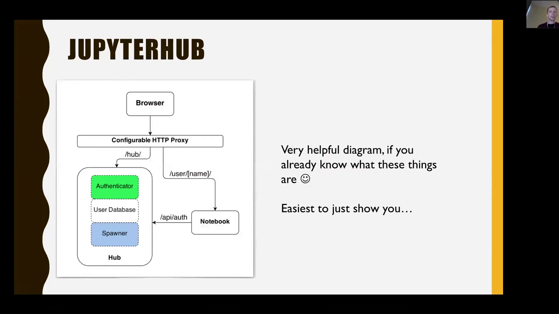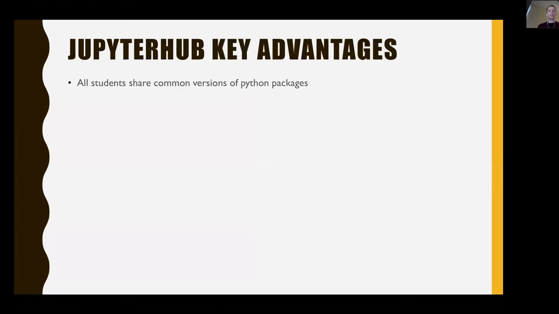So what I'm going to do is briefly tell you why this is an advantage over using individual computers, and then we'll have a brief demo of the way that I use JupyterHub in my teaching. First of all, with JupyterHub, all of the students share a common version of the Python packages. So everything is running on one server, and that means everybody has the same version of NumPy. That's basically the linear algebra routines. They have the same version of SciPy.